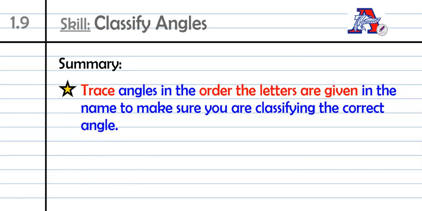So, summary. I think the most important thing here, or the hardest thing, is just making sure you're identifying the correct angle when you're looking at those diagrams. So, my recommendation is always to trace your angles in the order the letters are given in the name to make sure that you're classifying the correct angle. I don't have any doubt that any of you can't classify an angle correctly. Sometimes I have a little doubt that we don't trace our angles in the correct order and then we end up classifying the wrong thing. So, don't do that. Trace your angles in the right order and you'll be good to go.